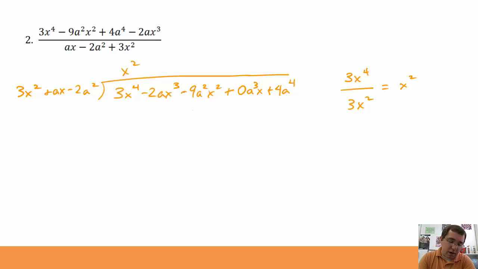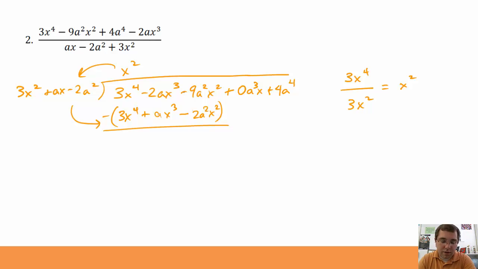What I just wrote on the top, I multiply by what's outside, and I write it underneath. So x squared times 3x squared is 3x to the fourth. Plus x squared times ax is ax cubed. Minus 2a squared x squared. So notice the terms I write below are always like terms with the terms directly above them. They always have the same variables. So I'm going to subtract, and I can do that because they're like terms. These first terms should always cancel. If they don't, I've done something wrong in my division. So 3x to the fourth minus 3x to the fourth is 0. That's good. Negative 2ax cubed minus ax cubed is negative 3ax cubed.